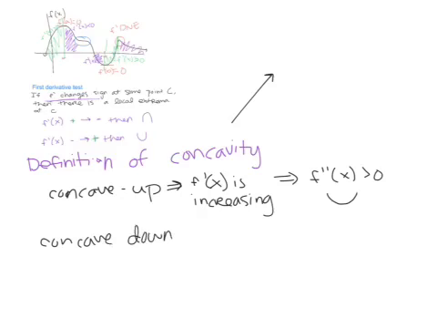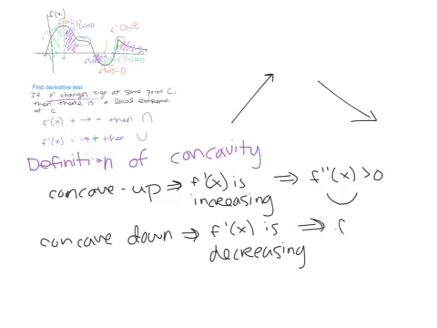Concave down implies the opposite. It implies that your derivative is decreasing, which means the derivative of the derivative, your second derivative, is negative, less than 0. And again, in case we're unclear, concave down graphs look like that.